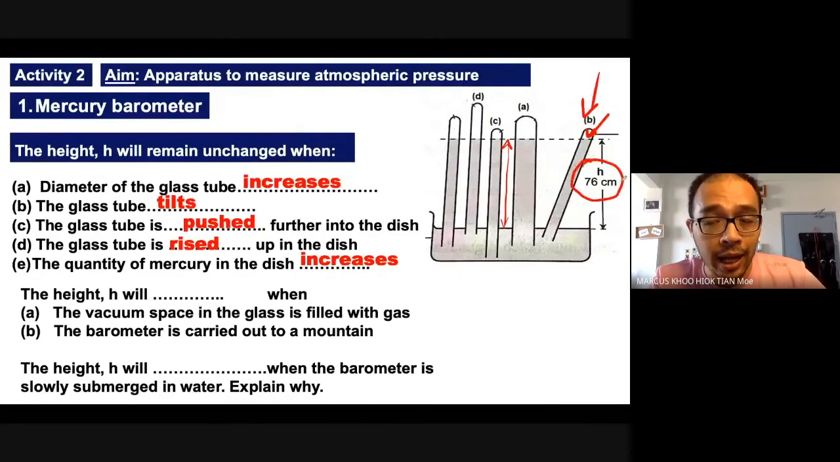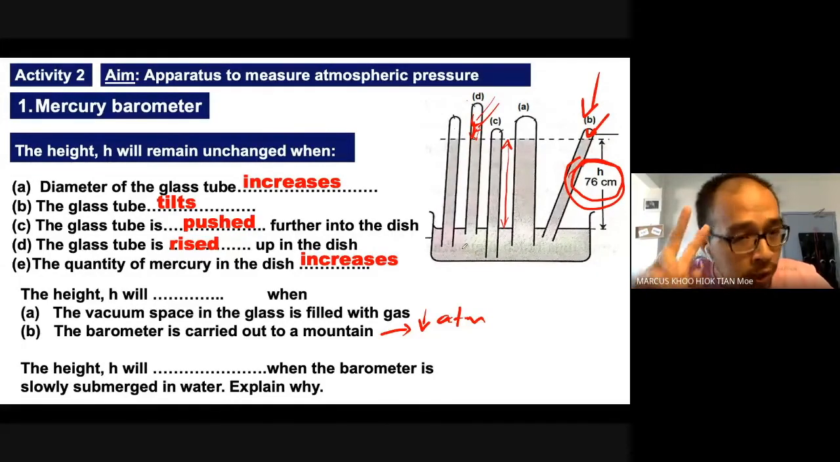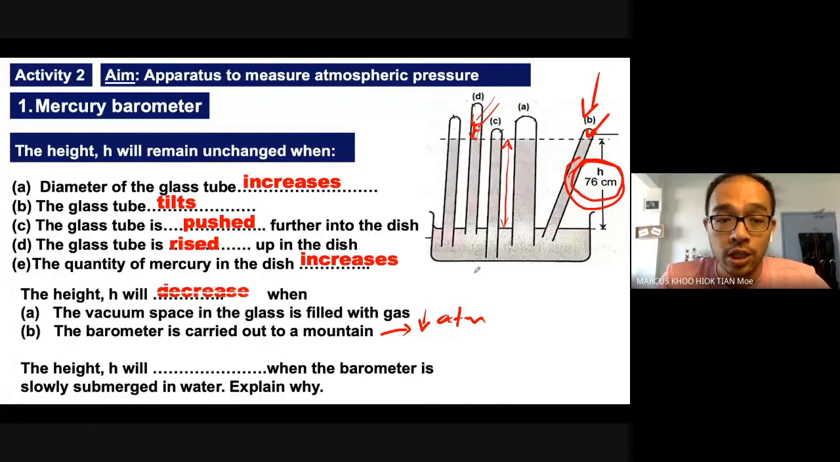There are only two situations where the H will change. H will not be 76 if, number one, the vacuum over here, I fill it with gas. Then this won't be 76 because there is gas pressure pushing. Or number two, the barometer is carried to a mountain. If you remember from the video just now, mountain means lower atmospheric pressure. Lower atmospheric pressure means the value of H will reduce. So these are the only two situations where the height will change.